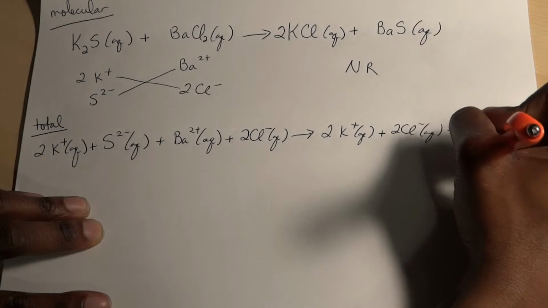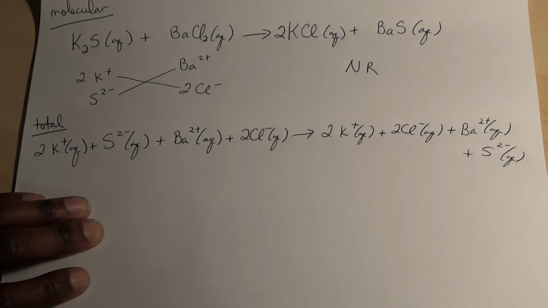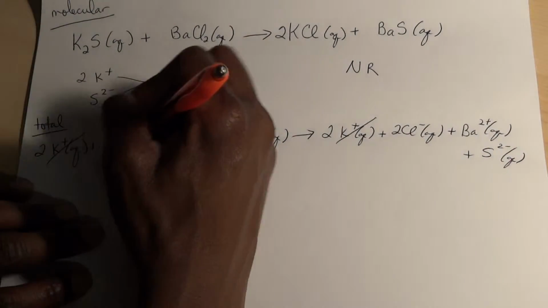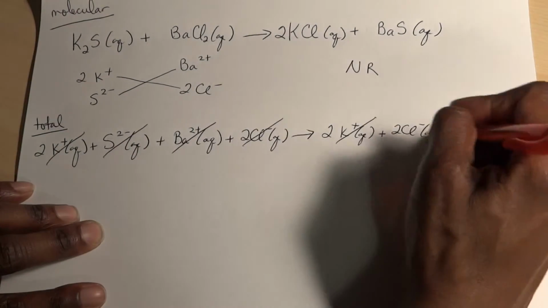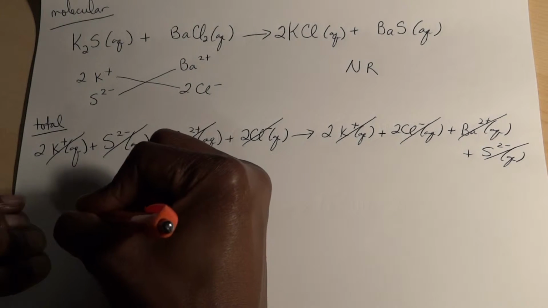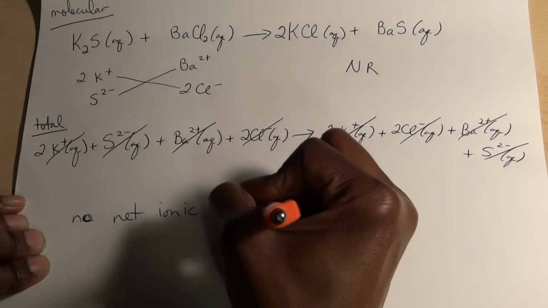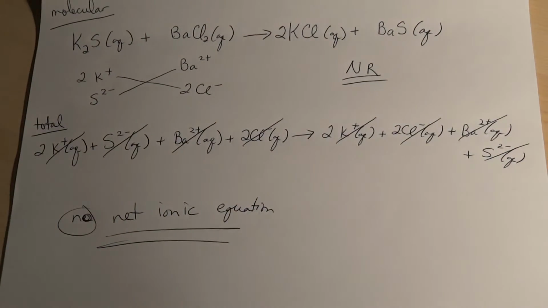and S2 minus. So now look, everything is a spectator. You have your 2K plus here, you have your sulfide here, you have your barium here, and your chloride. So then there is no net ionic equation. That's why it's a no reaction. So that's the concept behind that.